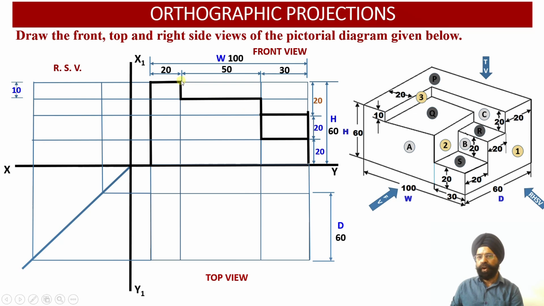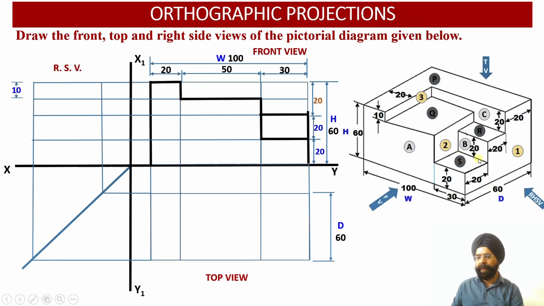So as you move along A, move down 10 millimeter, then move right side 50 millimeter, move down 30 millimeter, and then move right 30 millimeter, and then move down by 20 millimeter. So this is your surface A.